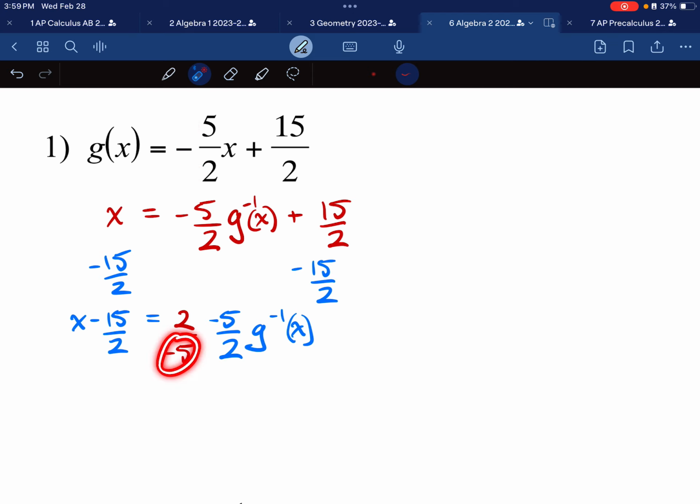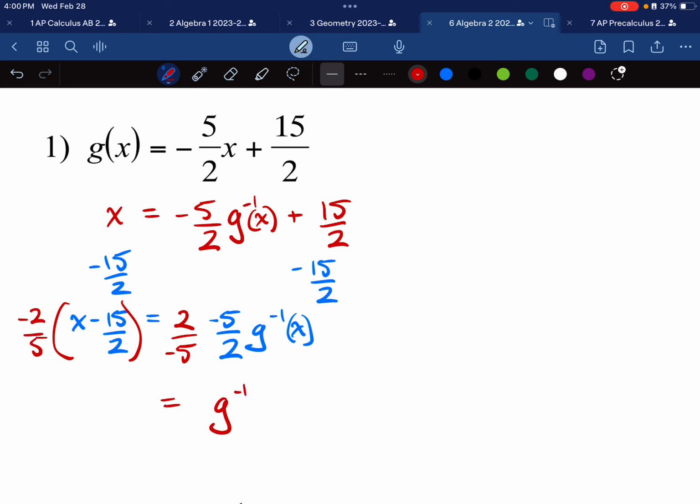So from this, I have a negative 5 down here. That's going to cross cancel. So this is the number that I multiply both sides by. That means the right is being multiplied by 2/5, or negative 2/5. The left is also being multiplied by this negative 2/5. And that's going to give me this g inverse of x. And I am going to distribute. I have a negative 2x over 5, or negative 2/5 x.